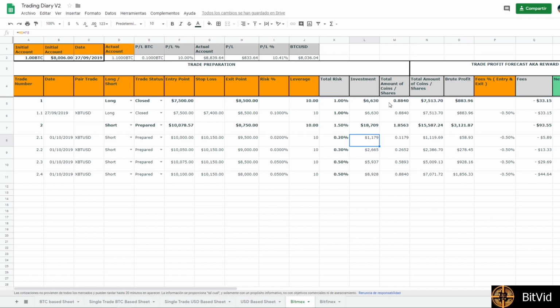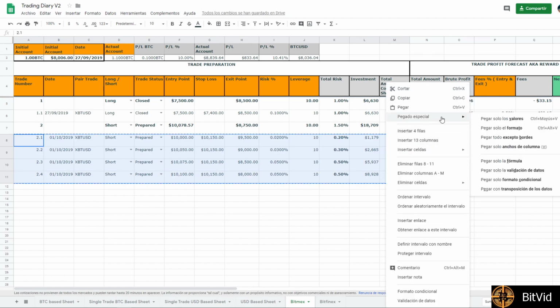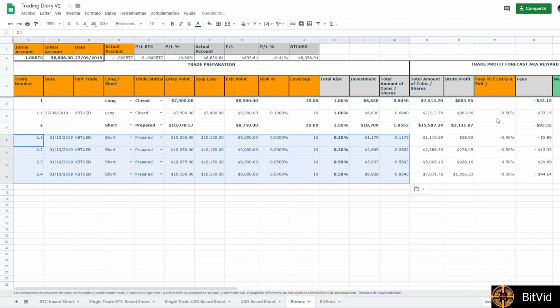You have seen that this has changed automatically now. This is because that price is being modified. Okay, so I recommend that when you prepare the trade and you say, okay, that's the trade I want to take, you take this, copy, and do a special paste with values only. In that way you don't have formulas, and it means that even if the price is modified, you won't have this modified.